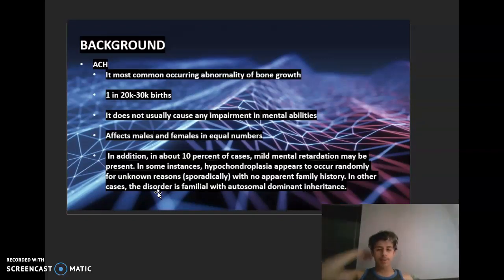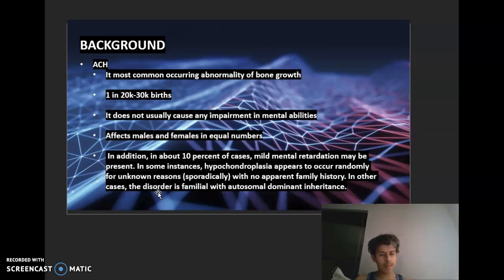Now the background for ACH. It's the most common occurring abnormality of bone growth. It occurs in about 1 in 20 to 30,000 births. It usually does not cause any impairment in mental abilities, and it affects males and females equally. In addition, in about 10% of cases, mild mental retardation may be present.